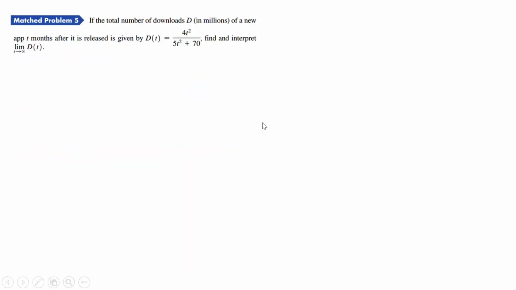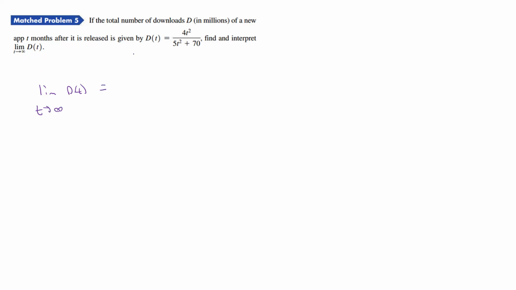All right, what about this one? If the total number of downloads, D in millions, of a new app t months after its release is given by that function, find and interpret the limit as t goes to infinity of D of t. So we have the limit of D of t as t approaches infinity.